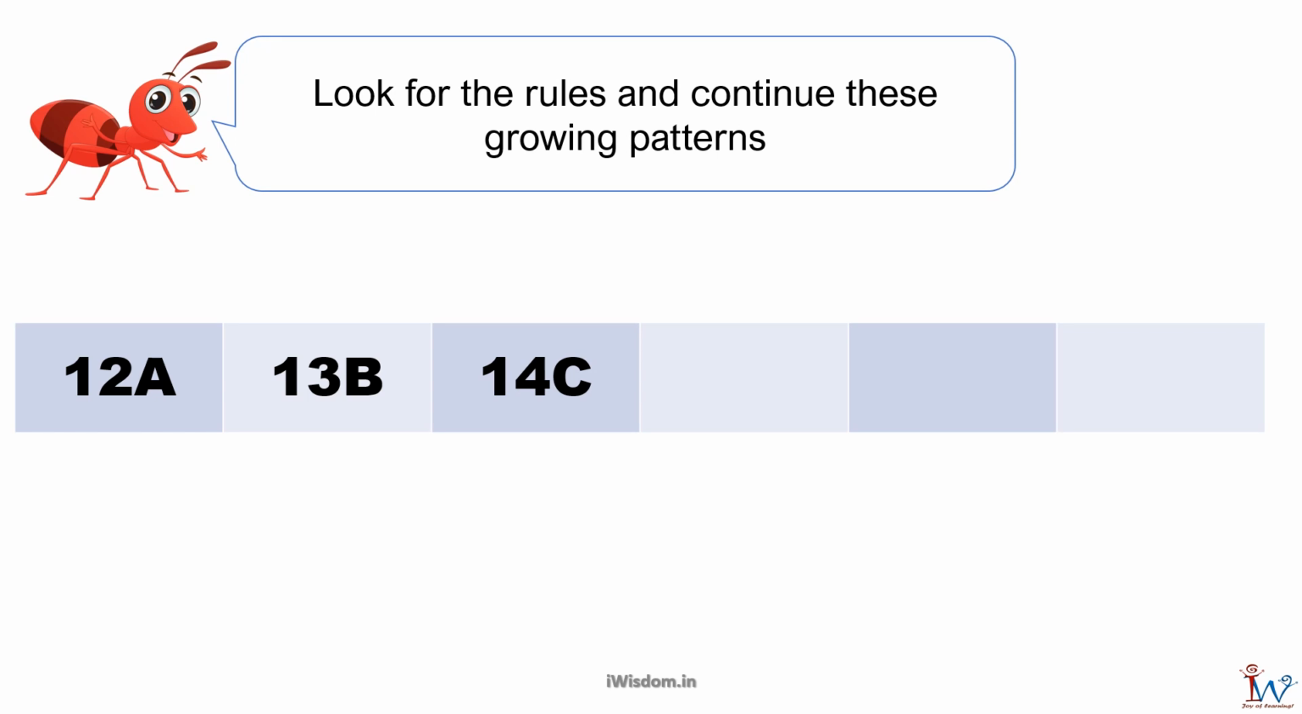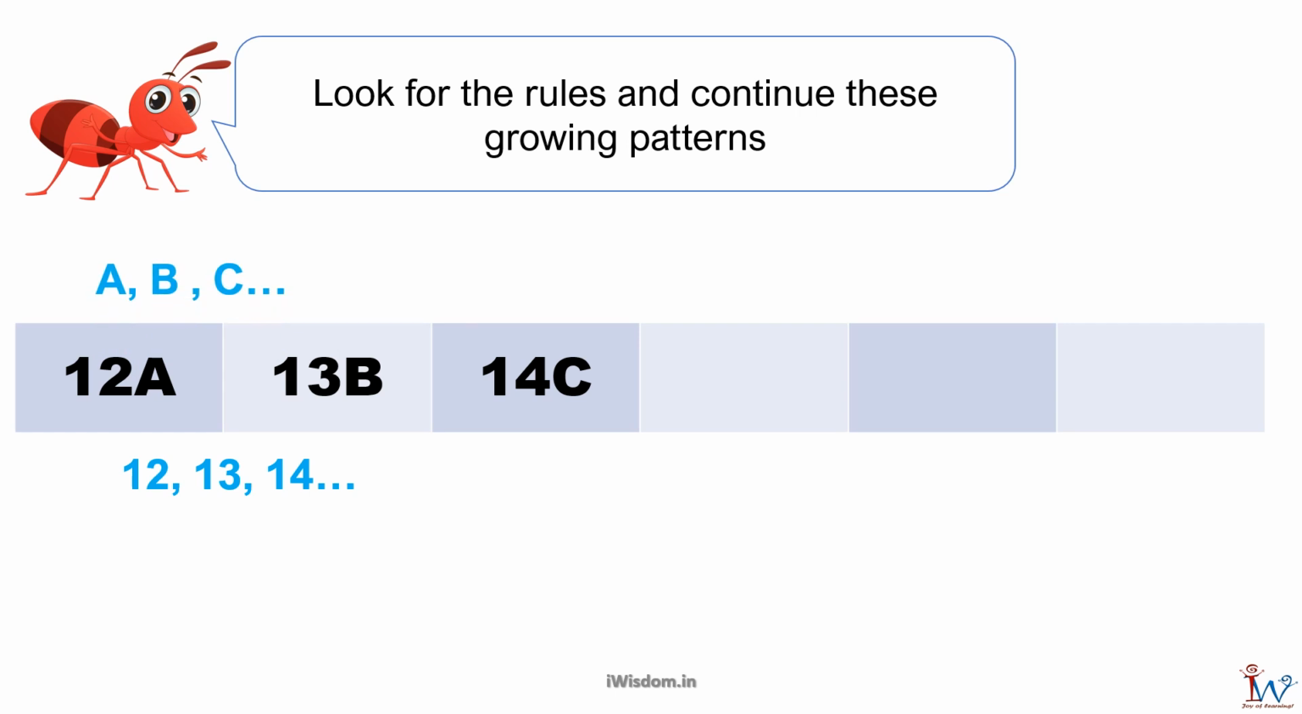How about the following sequence? Identify the rule and continue the sequence. Wow! This is a sequence with both numbers and letters. To recognize the rule, let's observe the number sequence first. They are nothing but simple number series. The letters are also simple alphabet series.